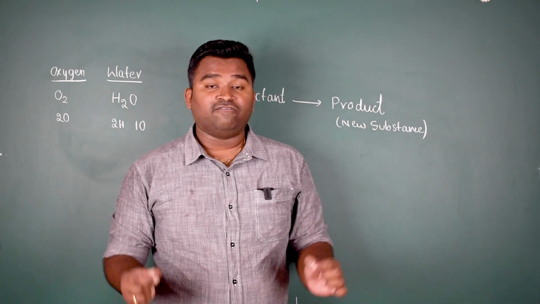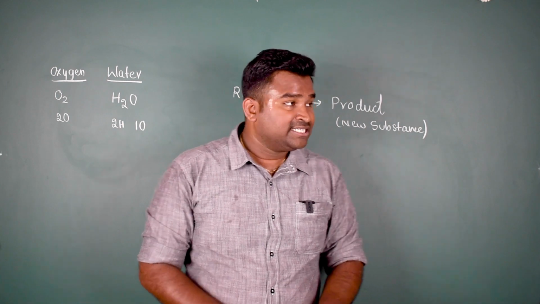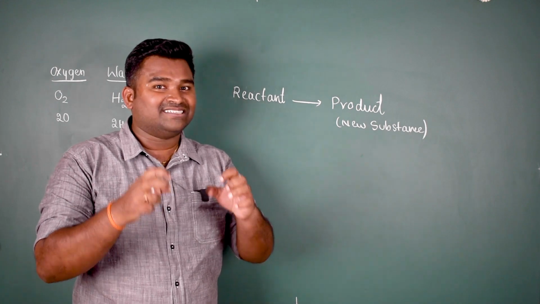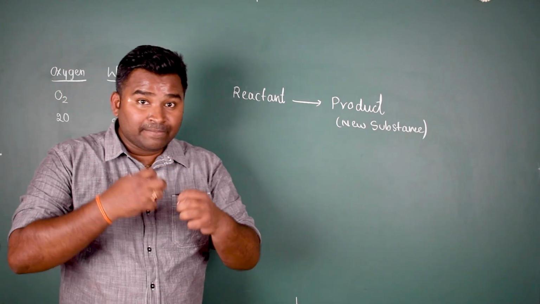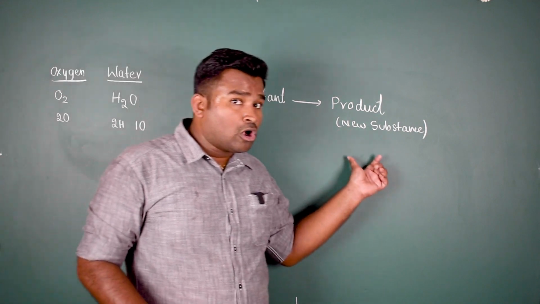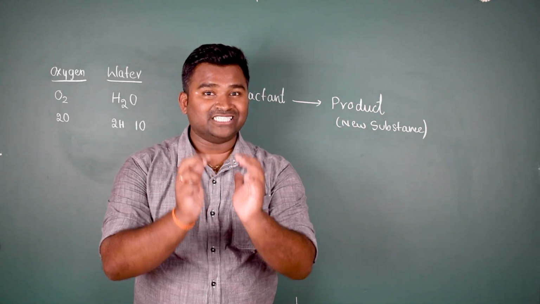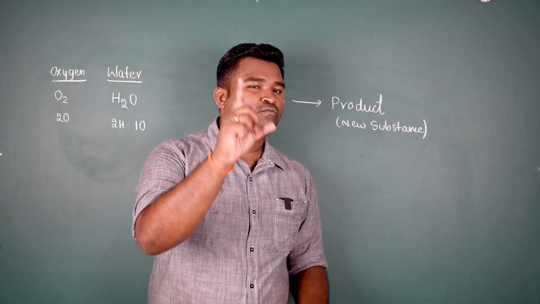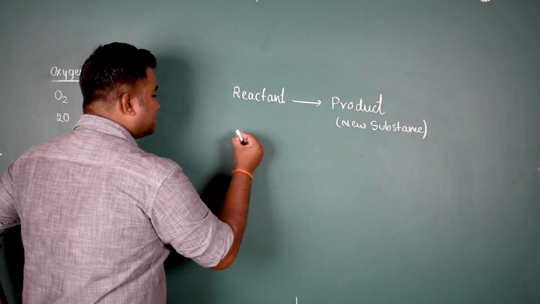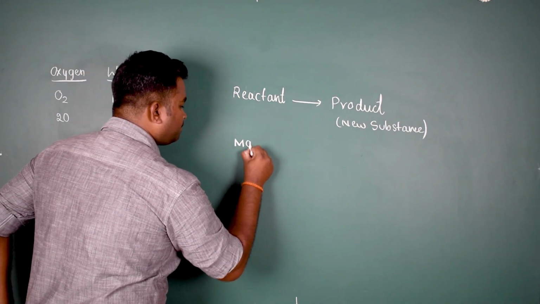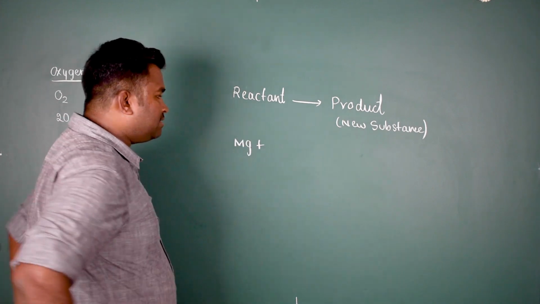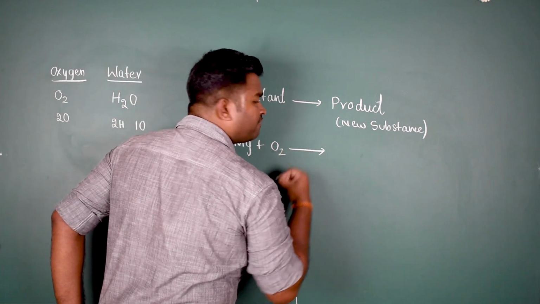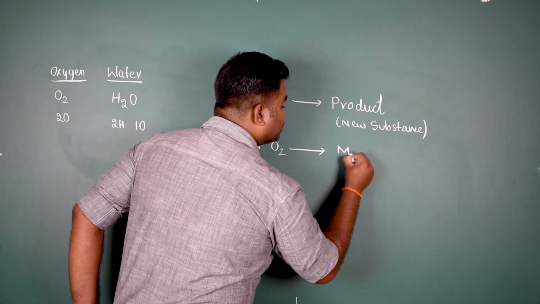Do you understand this? The formation of new substance happens by the breaking of bonds between the atoms of the substance that is reactant, and those are intermixing with one another and forming a new composition of atoms, which we are referring to as a product, which is a new substance. Understood? So let me explain with you with one example which we have already seen. For example, if I am taking magnesium, magnesium is made up of magnesium atoms and oxygen is made up of oxygen atoms. So when these two react, it forms a new substance that is MgO.